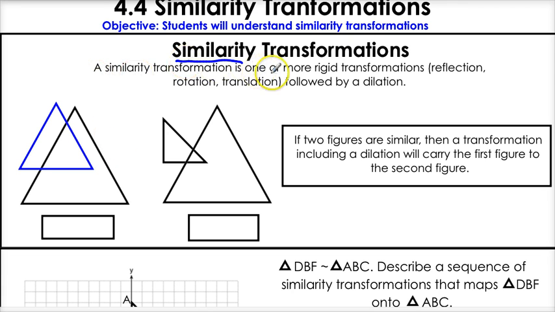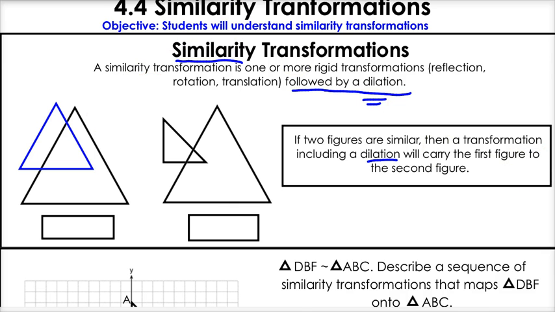So a similarity transformation is one or more rigid transformations, such as a reflection, rotation, or translation, followed by dilation. And that's our key word here, dilations. All dilations are similarity transformations. Always. Now here's a fun fact that you should know. If two figures are similar, then a transformation including a dilation will carry the first figure onto the second figure.